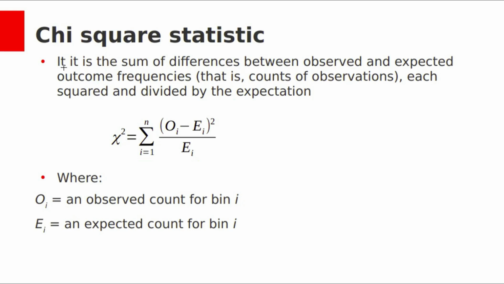Chi-square statistic is the squared sum of differences between observed and expected outcome frequencies, normalized with the expected value. See here, it is like z, and the sum of all these z values will follow a chi-square distribution with degrees of freedom here n. Here O is the observed count and E is the expected count.